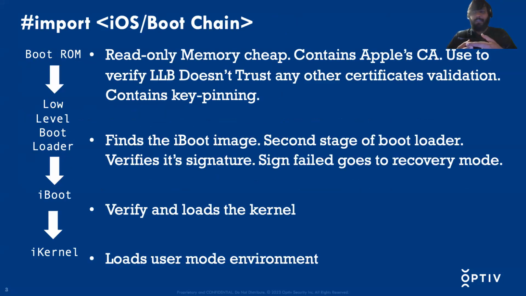So let's understand what happens when you turn on your iPhone, when you press the power button. There are four stages of booting an iPhone. The first stage is boot ROM. The second stage is low-level bootloader. The third stage is iBoot, and the fourth stage is iKernel.